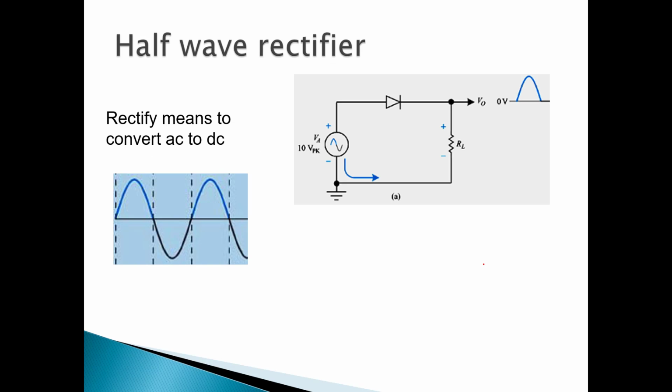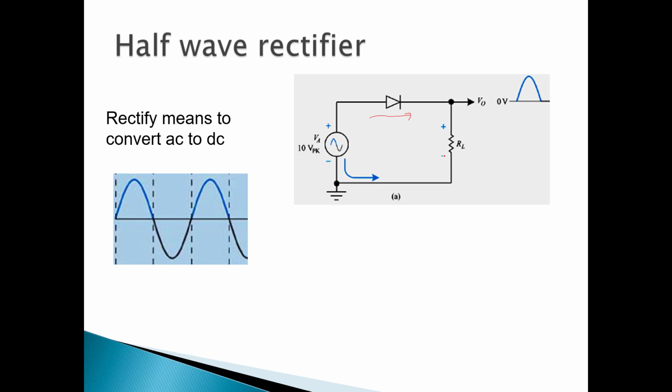3 ways. The first is called a half-wave rectifier. Simple circuit here: 1 diode, an AC source, and a load. So this is a single loop here, going around here. Current will flow in this direction. This is electron flow. This is our current flow.